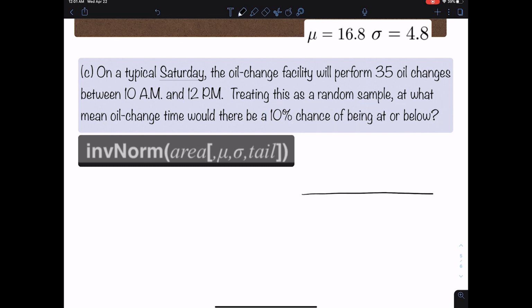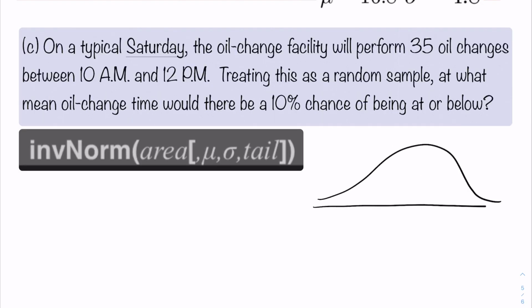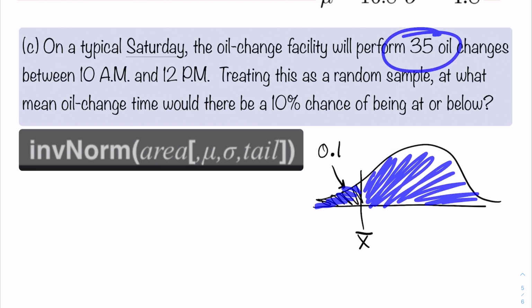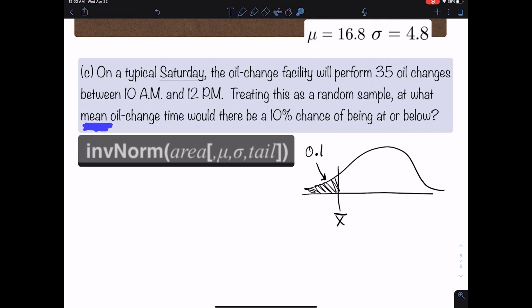And I want to draw a picture for you to give you a good visual. The 10th percentile is going to be the oil change time, let's call it some x bar, such that the area to the left of that is 0.1, which is 10%. So it's some sample mean that is a low sample mean, where 10% of the times are going to be shorter and 90% longer. And we're talking about the mean of 35 oil changes, right? At what mean oil change time would there be a 10% chance of being at or below? So at or below is over here, and this is a mean.